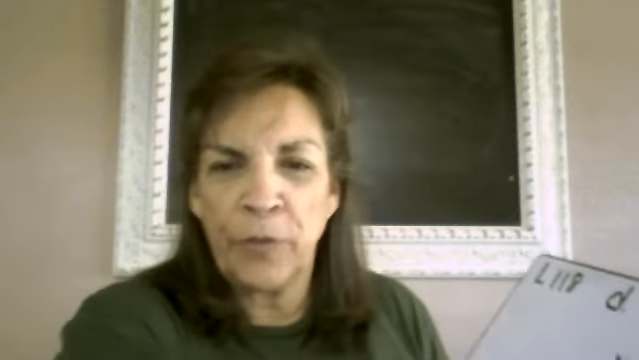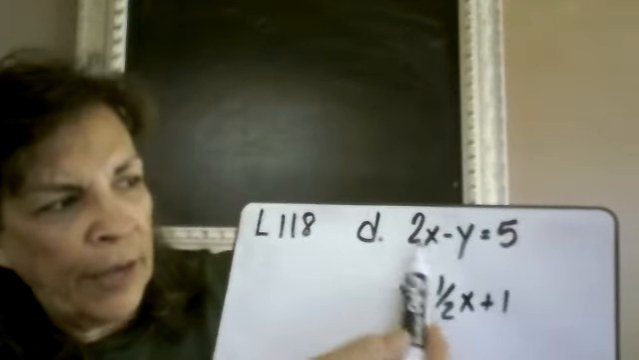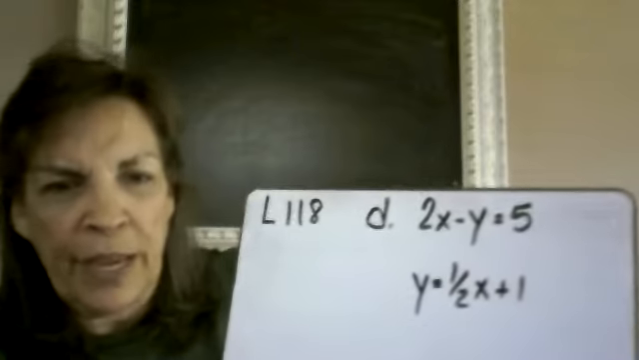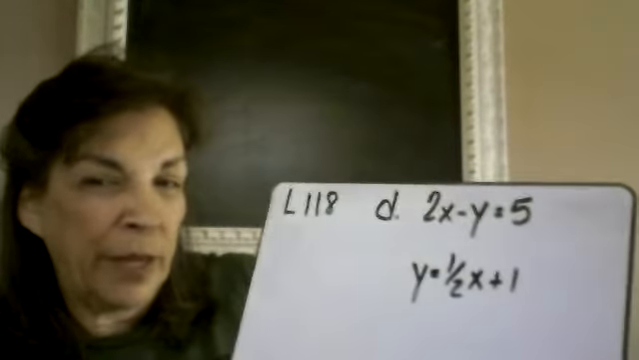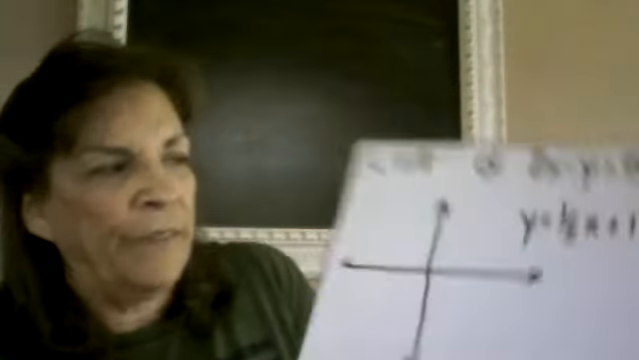Okay, back with lesson 118. Let's move on to practice D. Practice D, we've got 2x minus y is equal to 5, and we've got y equals 1/2 x plus 1. Again, we are supposed to draw a graph. They already have one drawn for you in the practice problems, and you choose, but let's graph it.